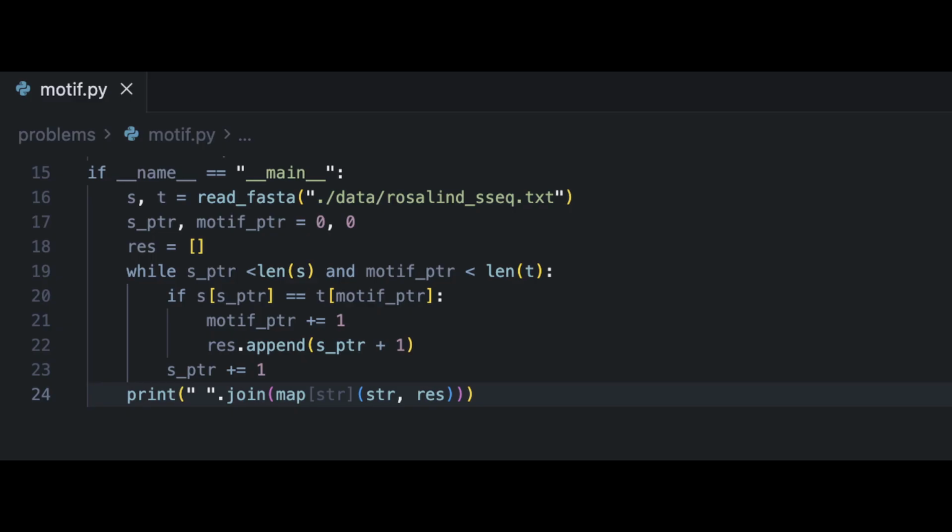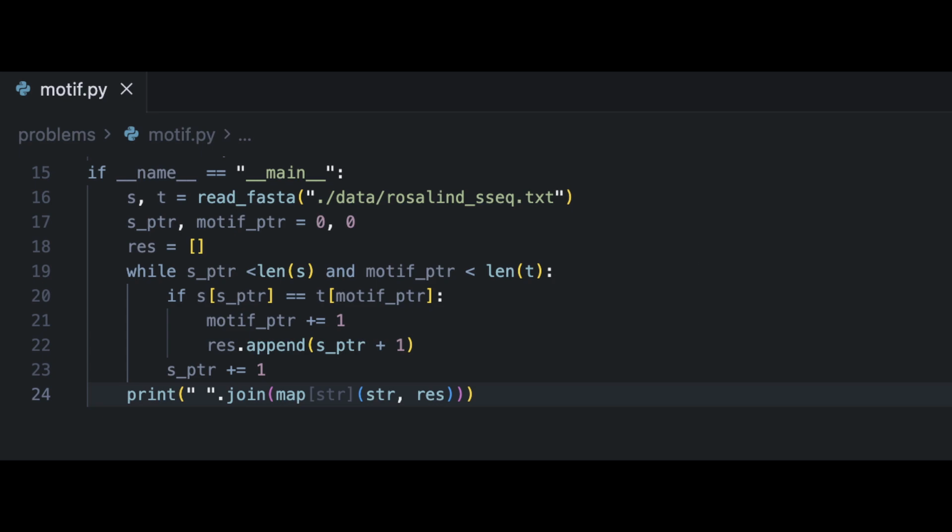Since this algorithm requires only a single pass through the DNA sequence, it operates in linear time. While the technical complexity is O of n plus m, we simplify this to O of n because the genomic sequence is the dominant factor in the computation.